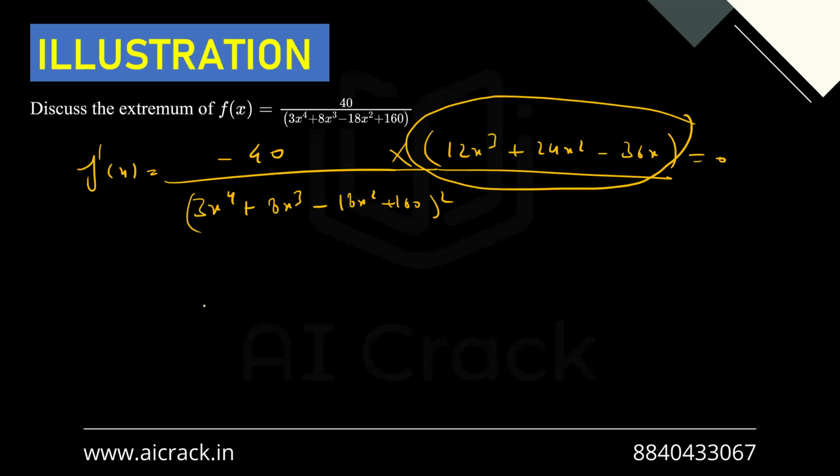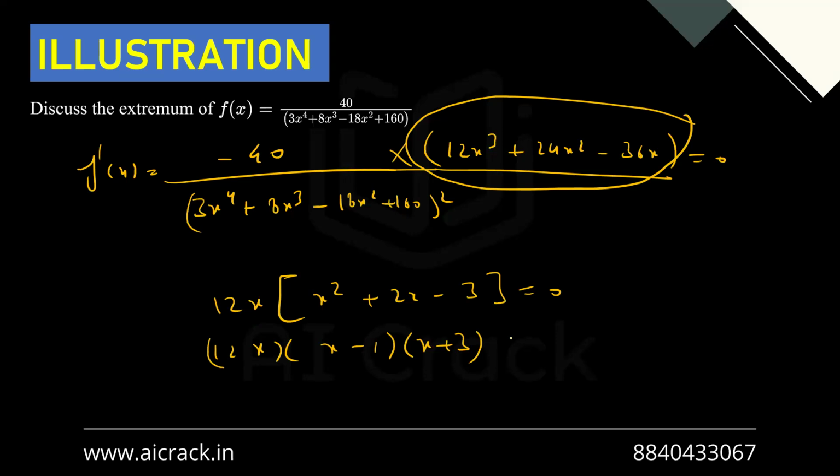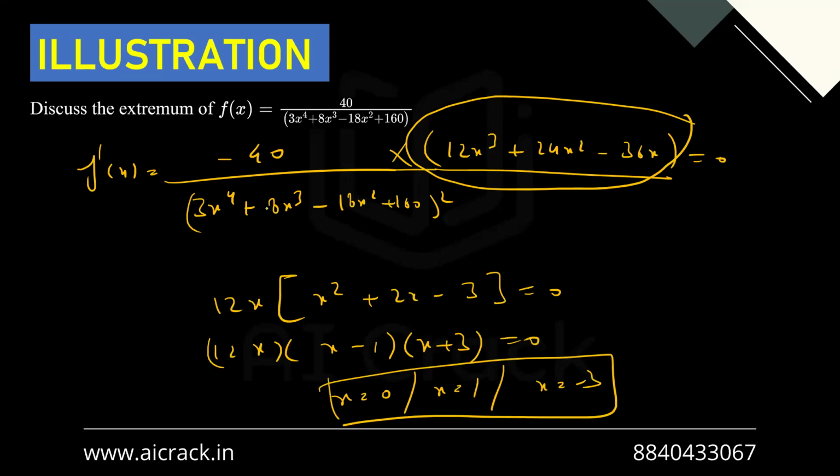So in the numerator we have 12 times x^3, or let's say 12x times (x^2 plus 2x minus 3), right? This is equal to 0. So this is 12x multiplied by (x minus 1) and (x plus 3), right, equals 0. So x equals 0 or x equals 1 or x equals minus 3. These are the 3 points where this derivative is becoming 0. That's just one part of the equation, right?